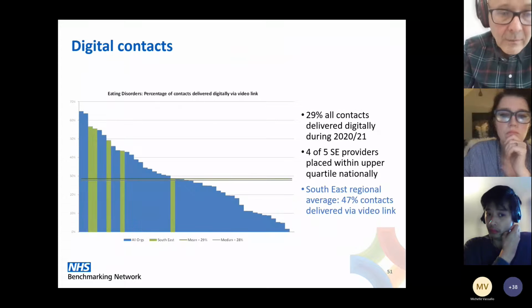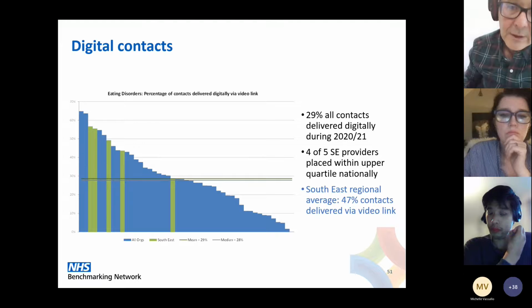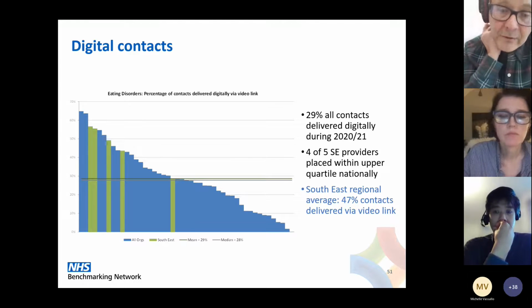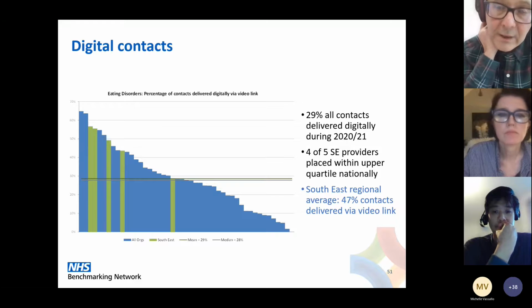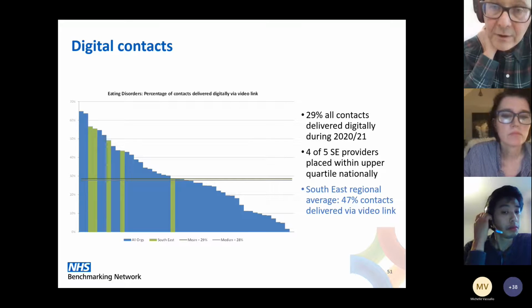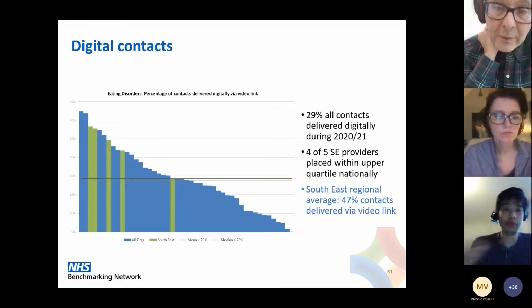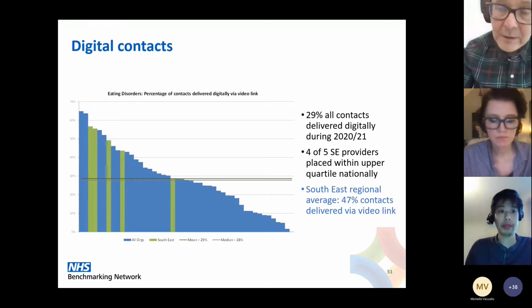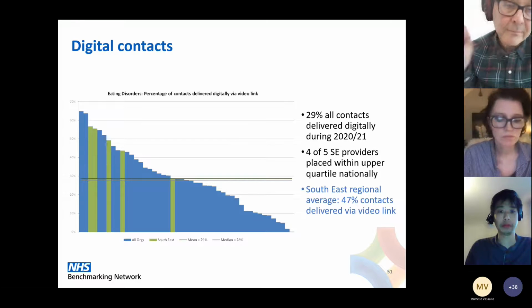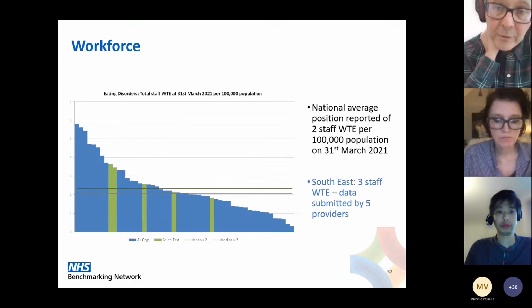Okay. And in terms of the digital contacts, again, the region keeps up its great track record in terms of digital care here. It was the best performing region, and last year about 47% of all contacts were delivered via digital applications or video. So great performance by the region's providers in keeping services available during the pandemic. And of course, a lot of the anecdotes were about an increased presentation of eating disorders during the pandemic.